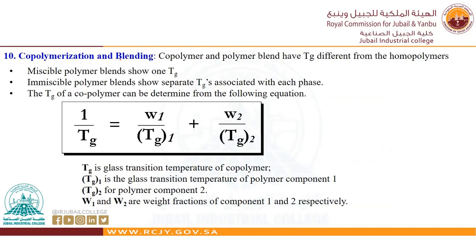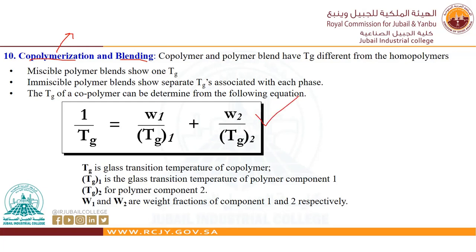Copolymerization and polymer blending. Usually, when you copolymerize, it will affect the Tg, and blending will also affect the Tg. Copolymers are polymers that are made from two monomers by reacting two monomers together. Polymer blends are a mixture of two different polymers. So either copolymerization or polymer blending will lead to a change in Tg, and this can be determined using this empirical equation.